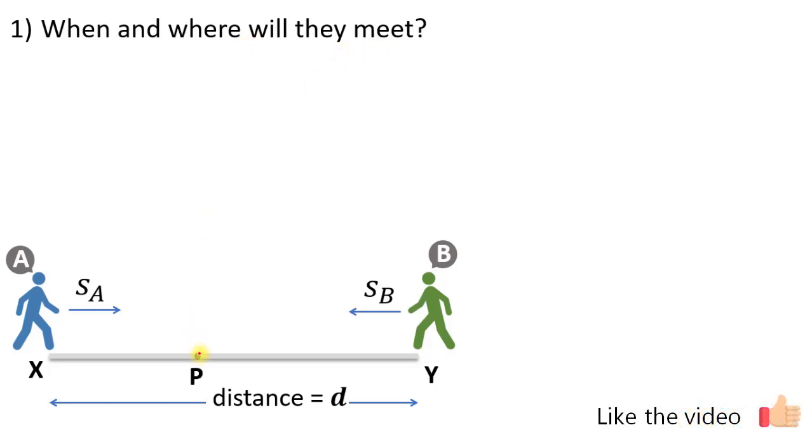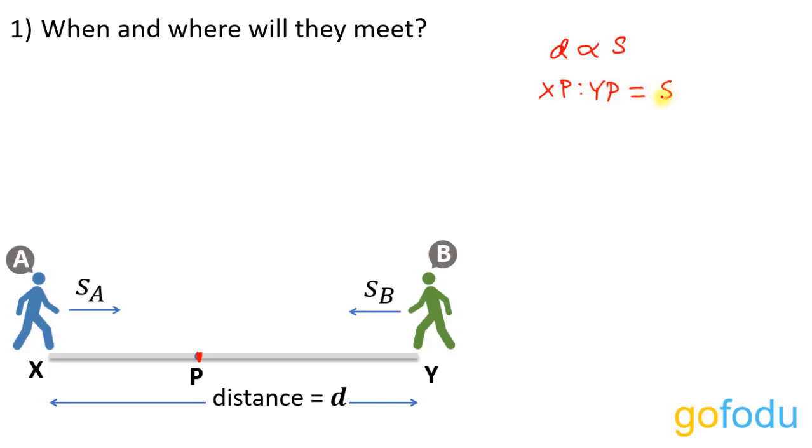Let's say they meet at point P on XY. From leaving to meeting, the time taken by both A and B is the same. They both leave at the same time, and when they meet, they both must have traveled for the same duration, right? So time taken by both is the same, and when time is constant, distance is directly proportional to speed. So the ratio of distances XP to YP would be equal to the ratio of their speeds, that is SA to SB.